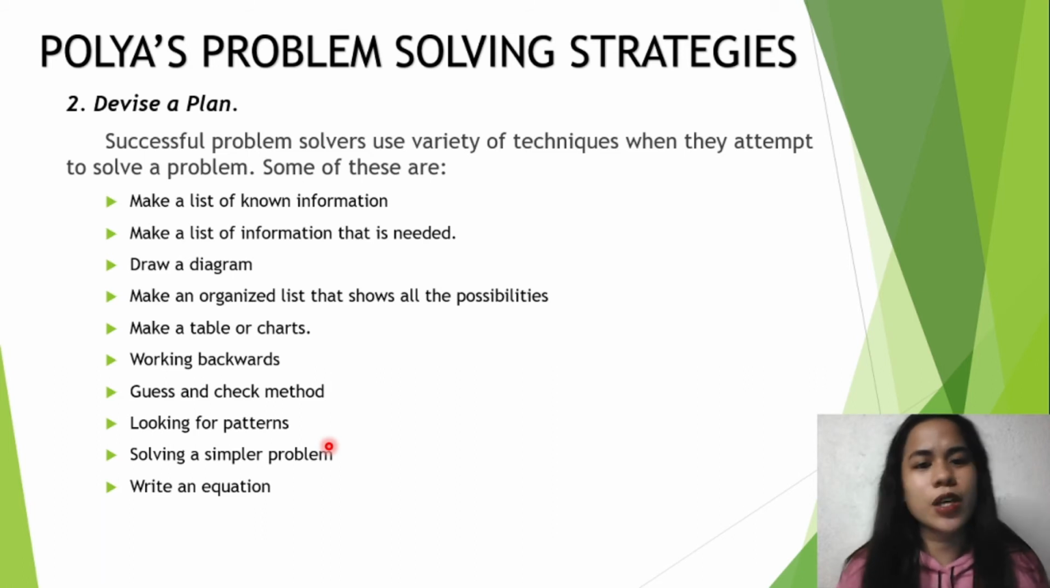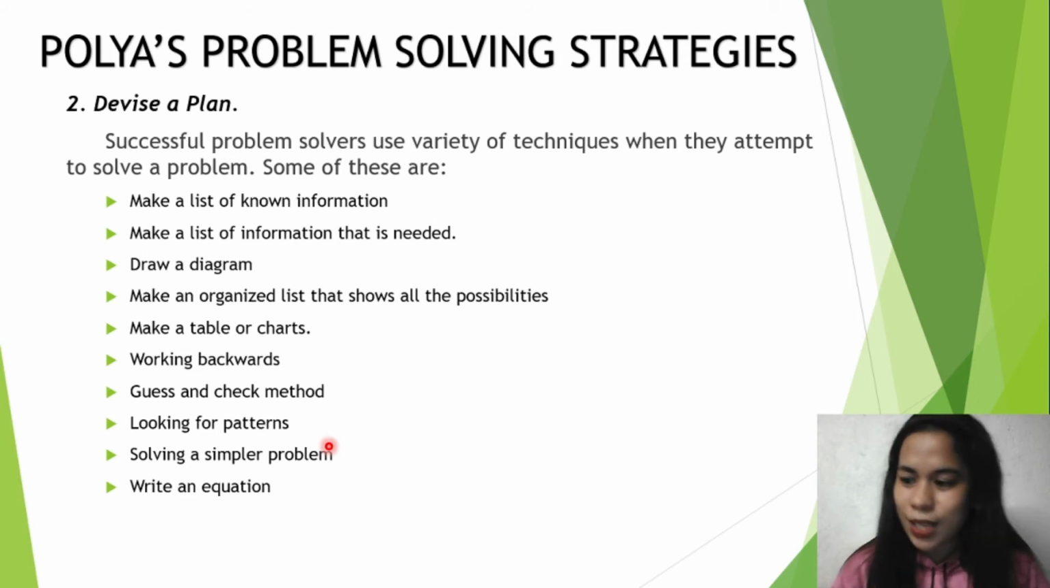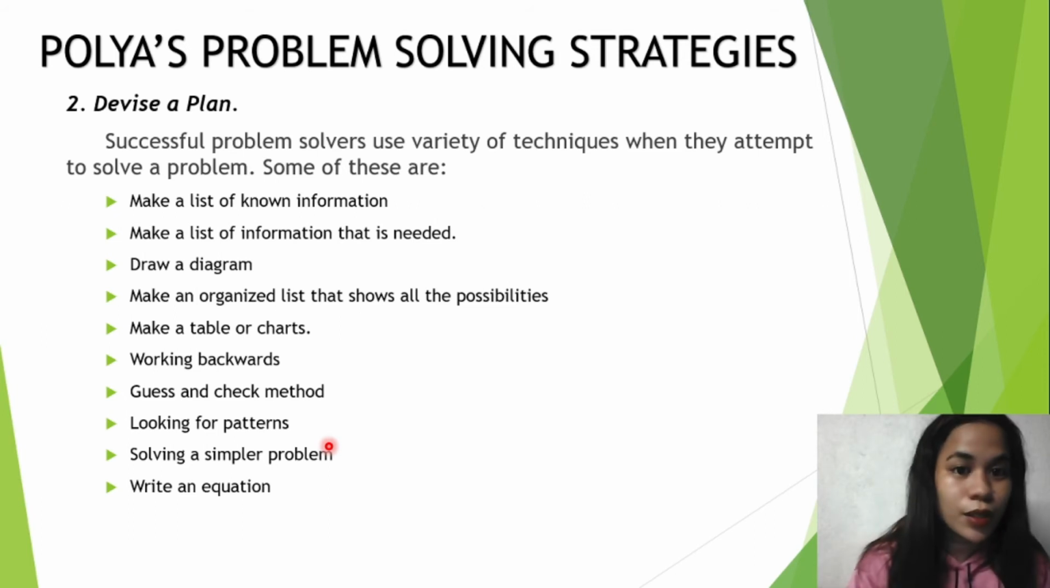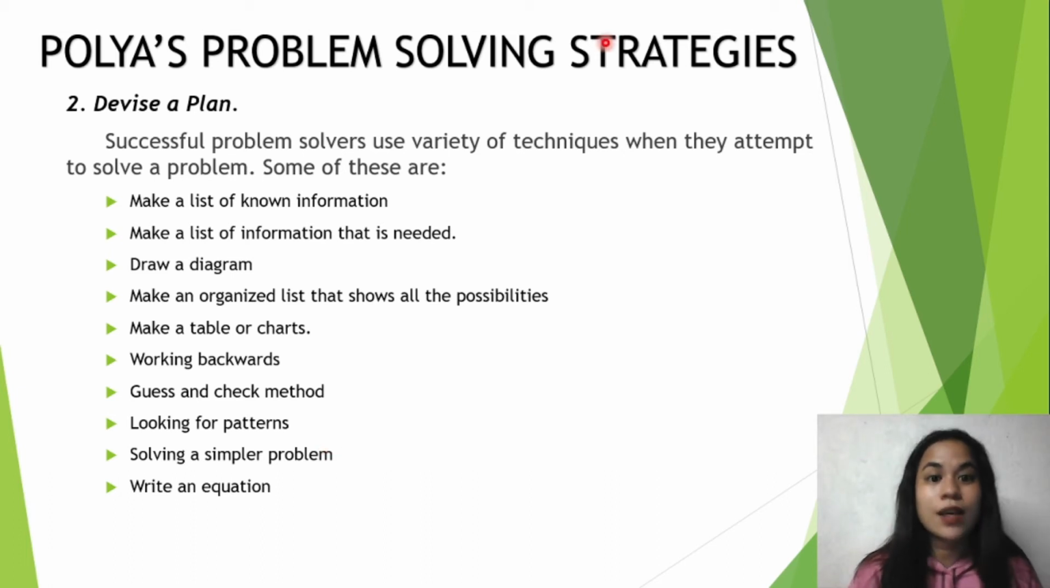So in writing an equation, we need to be very careful, especially when you are going to translate the given problem into an equation. Kasi kapag mali tayo in writing an equation, ibig sabihin, when you are going to solve that problem, kapag hindi nagtama yung problem, babalikan nyo yung equation nyo, kung ano ba yung tama doon. So, in writing an equation, you need to be very careful in translating the mathematical phrase into a mathematical equation. So, yun yung ibig sabihin ng devise a plan, na you're going to use variety of techniques when solving a problem.